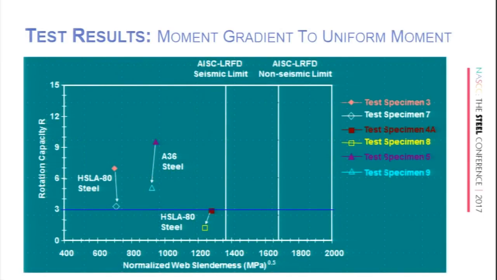I think this is the last one, where again, where we're at relative to the limits that are in the specification for web slenderness and for flange slenderness, it says that things are pretty good with where we're at, but when we are looking to go to higher strength materials, we're going to have some issues that we're going to need to address.